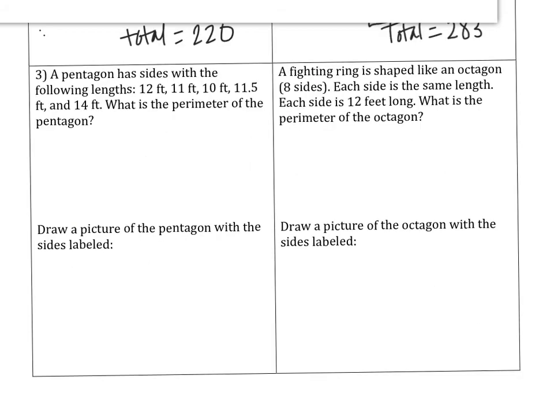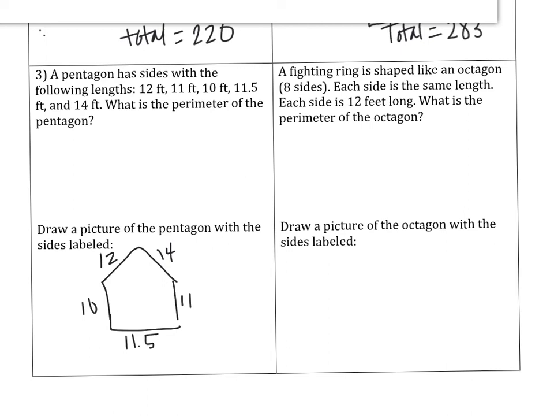Number 3, a pentagon has sides with the following lengths: 12 feet, 11 feet, 10 feet, 11.5 feet, and 14 feet. What is the perimeter of the pentagon? And then draw a picture of the pentagon with the sides labeled. Okay, so I'm going to again start by drawing first. I think it's helpful to see. So we have our pentagon, and we have 10 feet, 12, 14, obviously these are not to scale, 11, and 11.5.